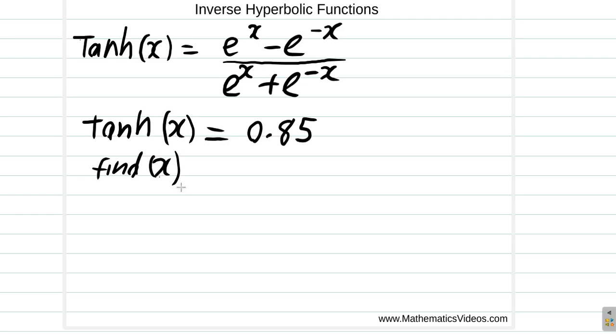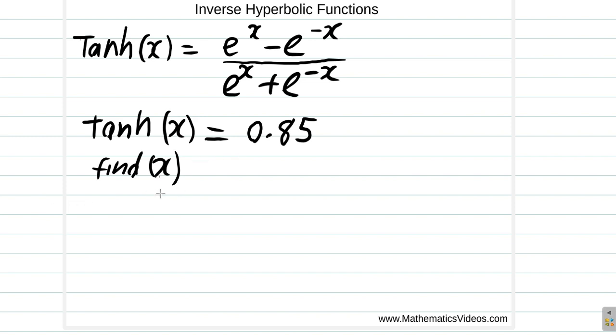We're going to look at an example where we use the inverse hyperbolic tangent. Here we have the formula for generating the hyperbolic tangent, and it's in the exponential form: e to the x minus e to the negative x divided by e to the x plus e to the negative x. Now we have the hyperbolic tangent of x being equal to 0.58. We're supposed to find x.